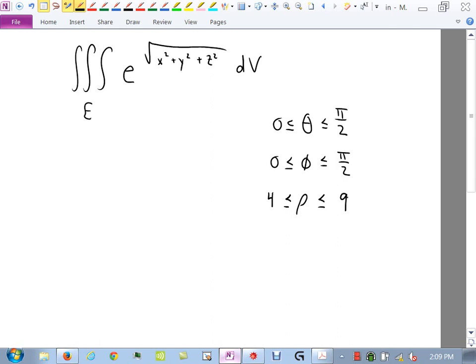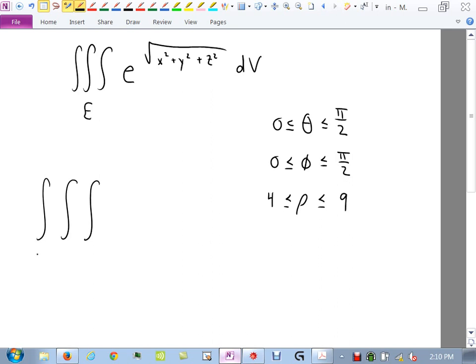Now let's look inside the integrand. This is the function I'm trying to integrate, right? Now what am I supposed to replace all my x's with? Rho cosine theta sine phi, and then all my y's get replaced with something, and all my z's get replaced with something. However, one of the conversions from Cartesian to spherical is that x squared plus y squared plus z squared equals rho squared. So the square root of rho squared is just rho. So this triple integral actually becomes e to the rho.